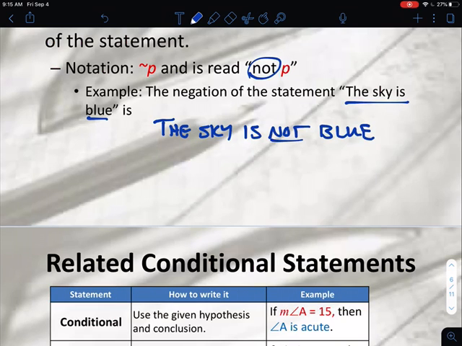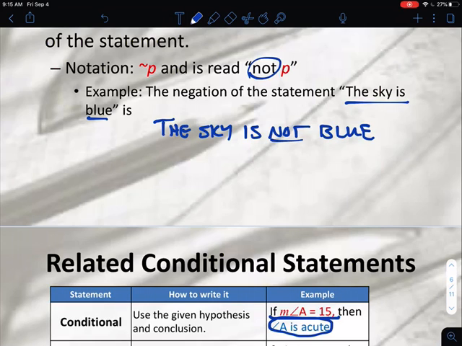All right, so this next part I'm going to introduce in pieces. A conditional statement, we already talked about, is an if-then with a hypothesis and a conclusion. With a conditional statement, we might have an example like the one here, where it says if the measure of angle A is 15, then angle A is acute. So we have an if-then.